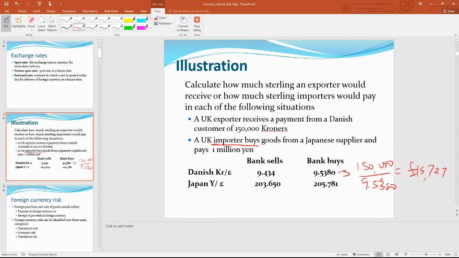Therefore, Brian, which quotation do you use? First. The first quotation, definitely. Therefore, divided by 203.650, you get how many pounds? 4,000.